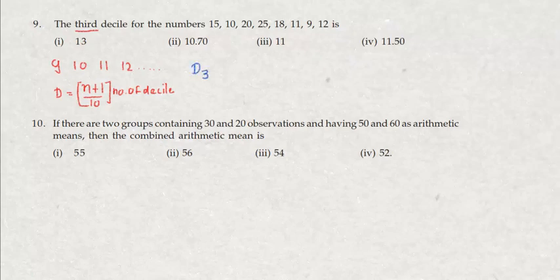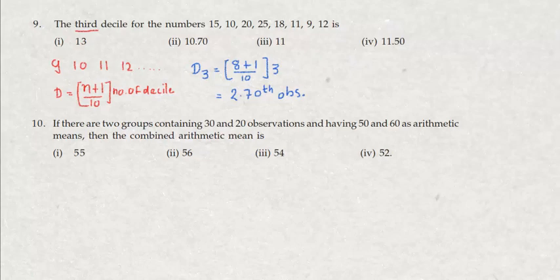Let us put D3 here for third decile, and the formula will be: n is 3 plus 3 is 6 plus 2 is 8, 8 plus 1 divided by 10 into the number of decile, which is third here, so it is 3. So 8 plus 1 is 9 divided by 10 is 0.9, and 0.9 into 3 is 2.70 observation. Now we will use the linear interpolation technique which we have used just in the previous question.